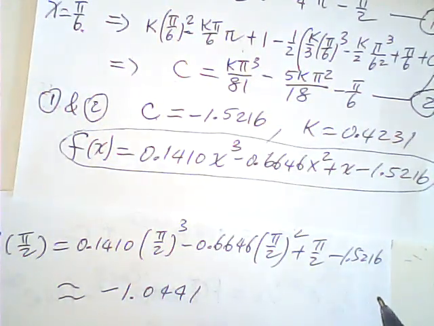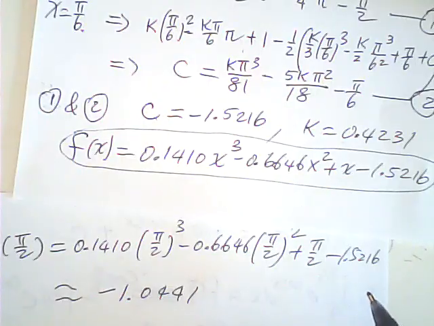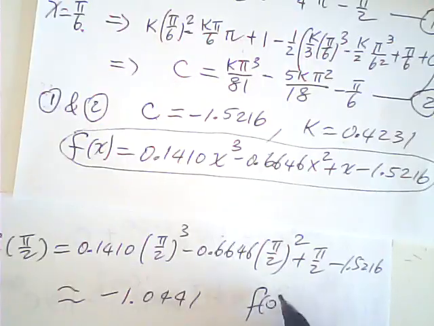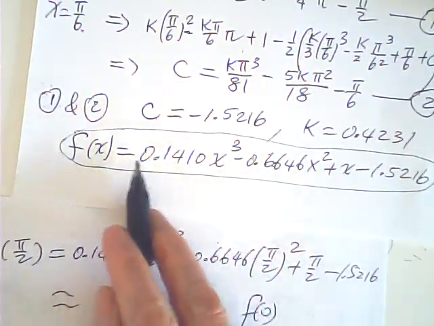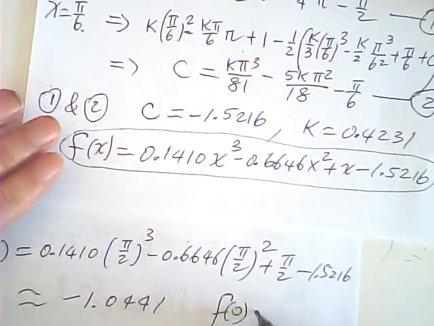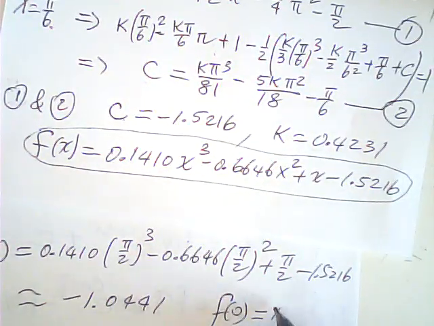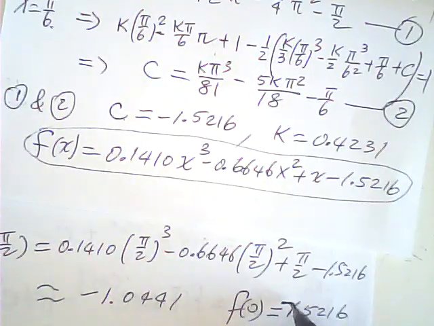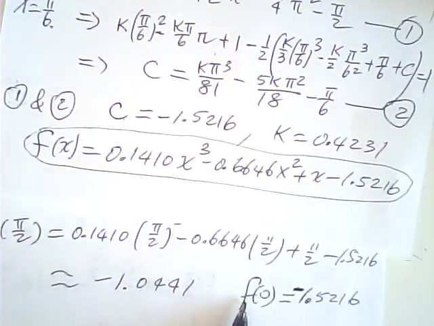While I did my homework. Now, f of 0 is easy. F of 0 is just the constant. This is equal to negative 1.5216. That's f of 0.